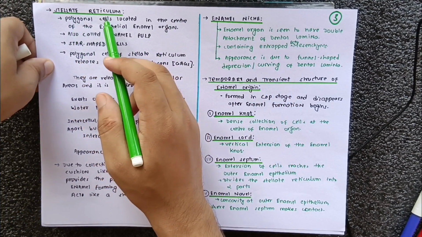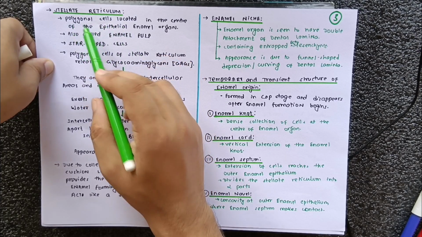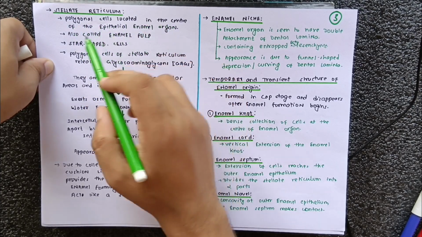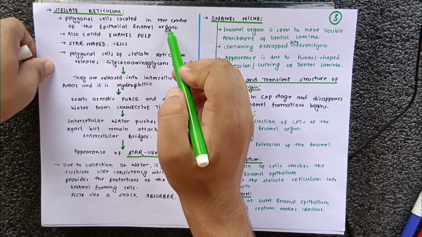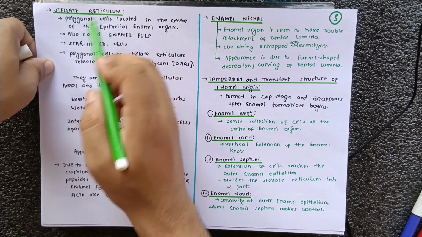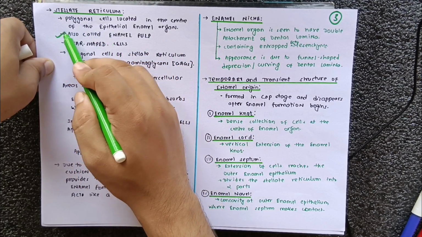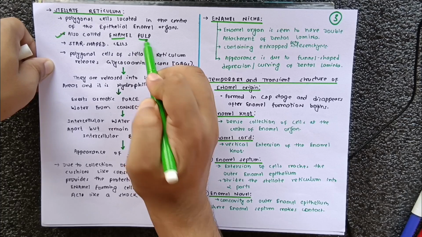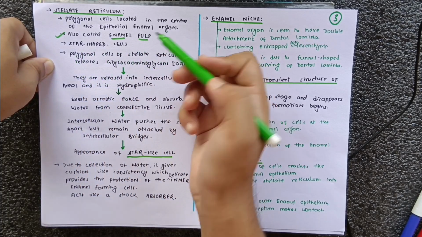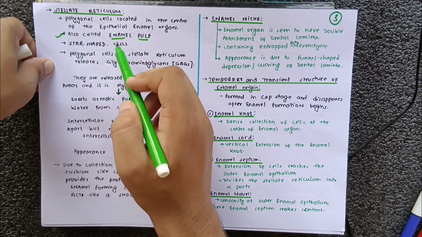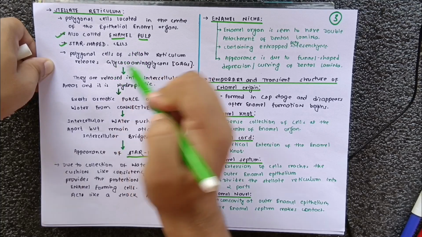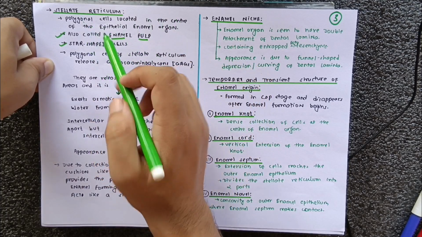How the stellate reticulum develops is that the polygonal cells located in the center of the epithelial enamel organ, also called the enamel pulp. So the stellate reticulum is also called the enamel pulp. You can remember this: enamel organ pulp, or enamel pulp. These are star-shaped cells. So how is it formed?